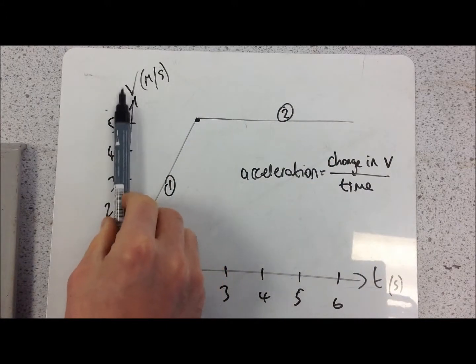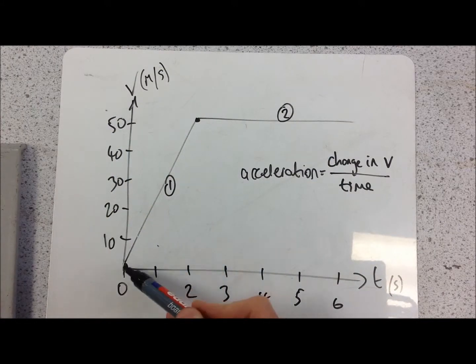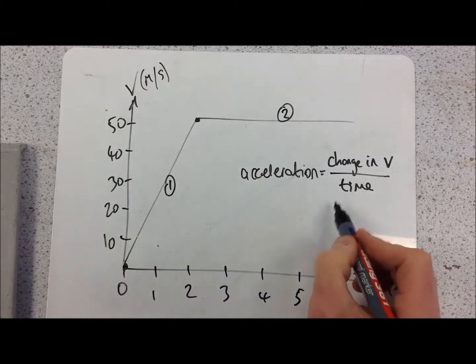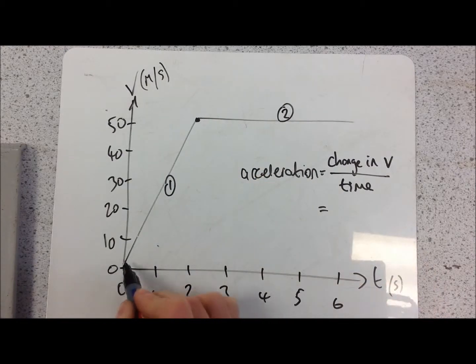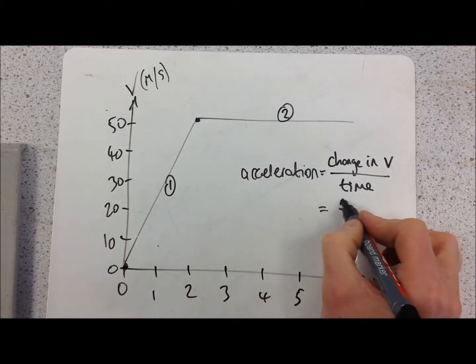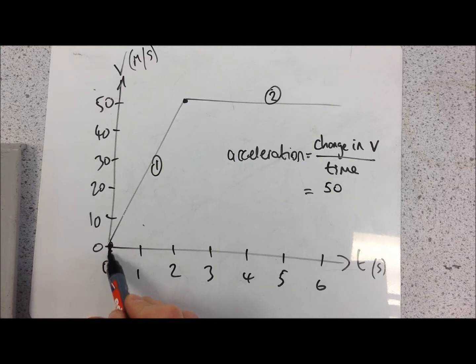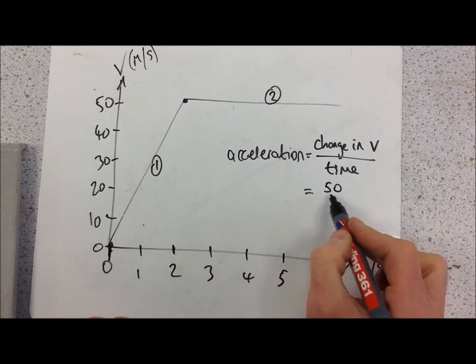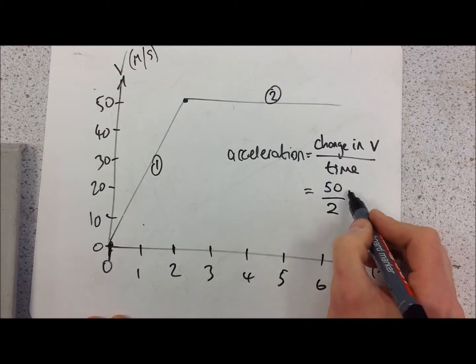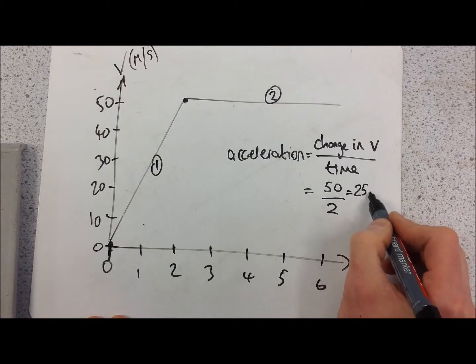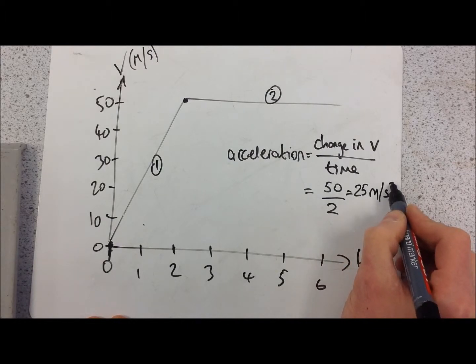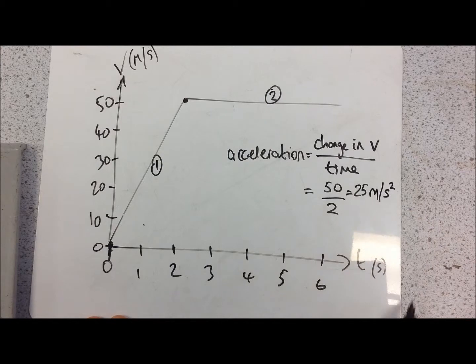Well, this is the velocity axis. So, by how much did the velocity change? Well, it went from 0 all the way up to 50. So the change was 50. How long did it take? That was at 0 seconds, that was at 2 seconds, it took 2 seconds. Okay, so the acceleration is 25 meters per second squared, and that's the unit.